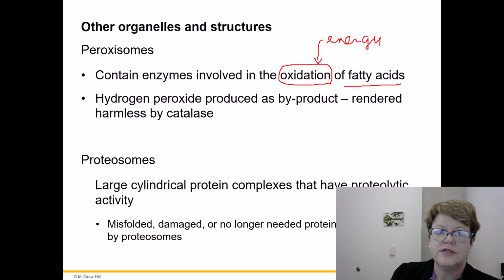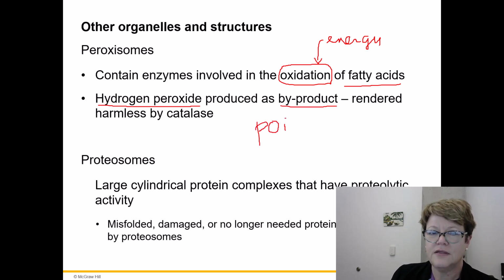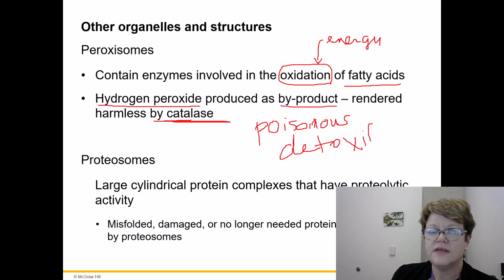But what happens in the peroxisome is that hydrogen peroxide is made. We call it a byproduct because it's sort of one of the unfortunate products of the oxidation of fatty acids. And hydrogen peroxide is poisonous to cells. Fortunately, it's not allowed to exist very long because the peroxisome has a second enzyme called catalase, which detoxifies or makes the hydrogen peroxide harmless. And what it really does is it converts hydrogen peroxide into water.